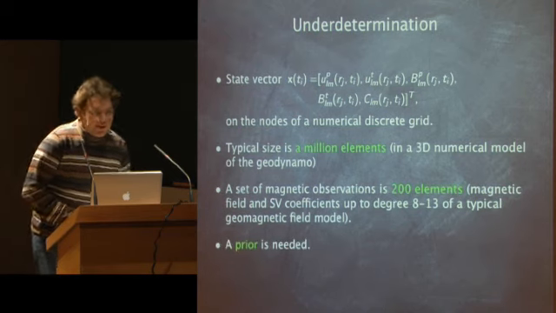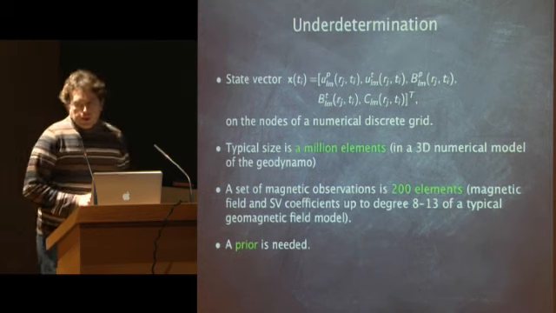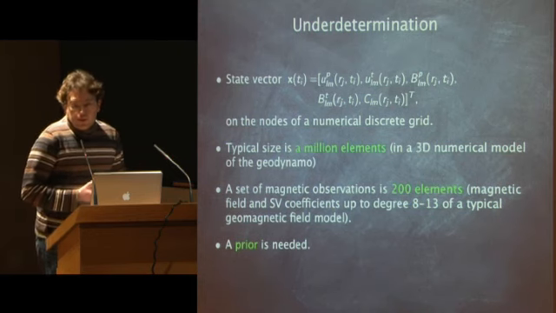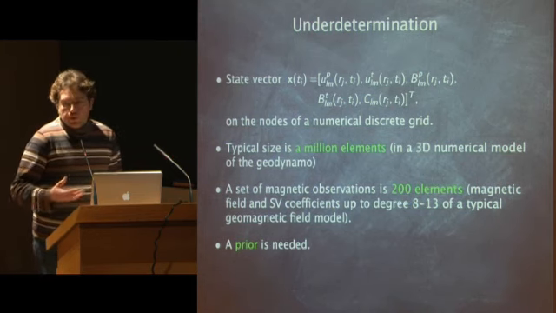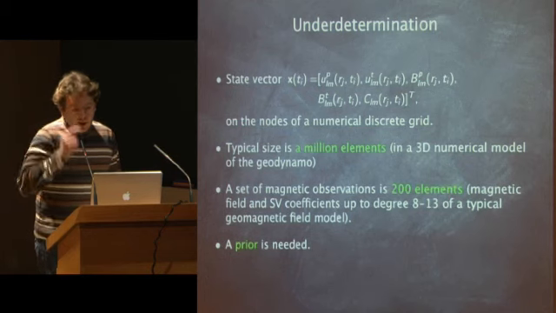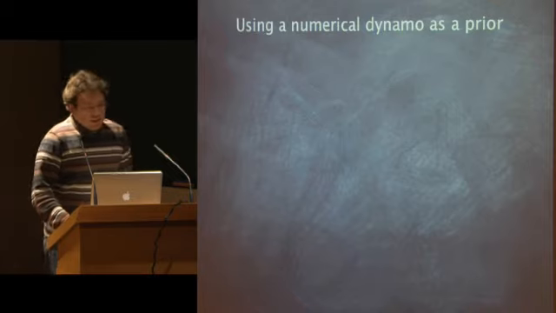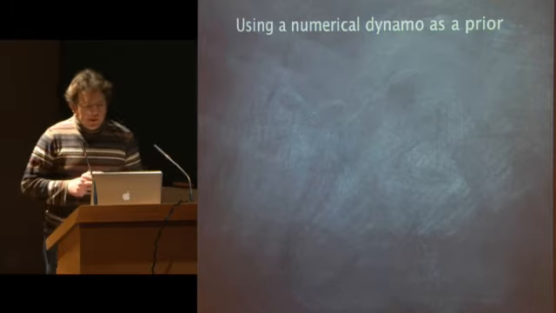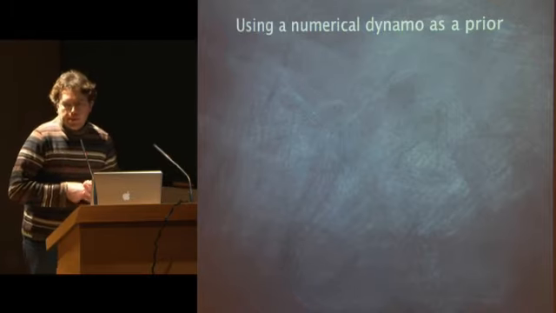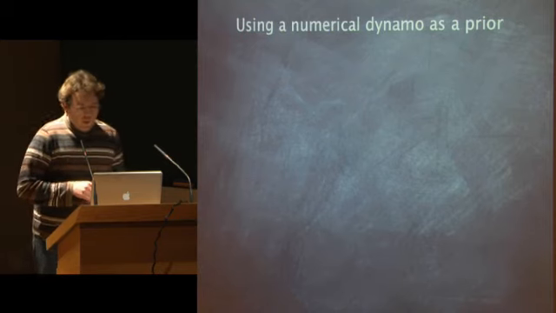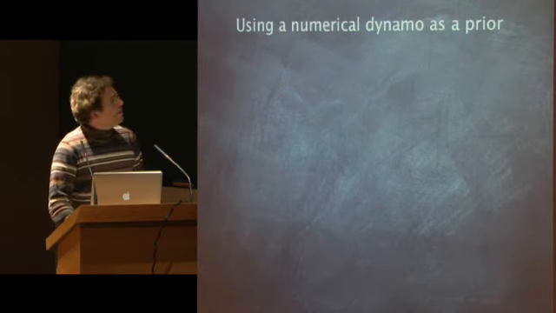So what is needed is prior information, just like in any other inverse problem that you want to solve in seismology or other deep earth sciences. The point of this study is to use a numerical dynamo simulation as a prior. So why do we want to do that?